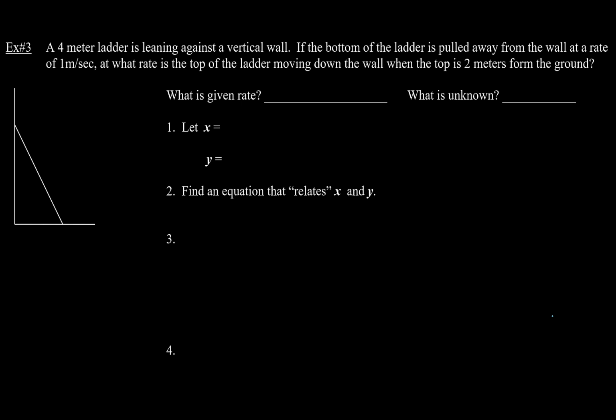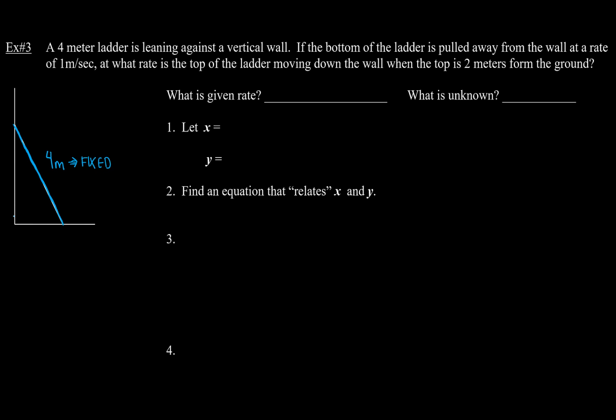Next example, a 4-meter ladder is leaning up against a vertical wall. If the bottom of the ladder is pulled away from the wall at a rate of 1 meter per second, what is the rate at which the top of the ladder is moving down the wall when the top is 2 meters from the ground? All right, so we got a 4-meter ladder. That's this piece right here. This is 4 meters, and keep in mind that this is a fixed value. The ladder's not shrinking or changing as it goes down the wall.